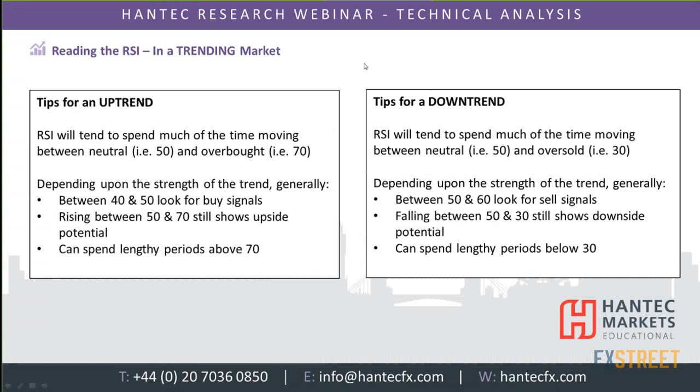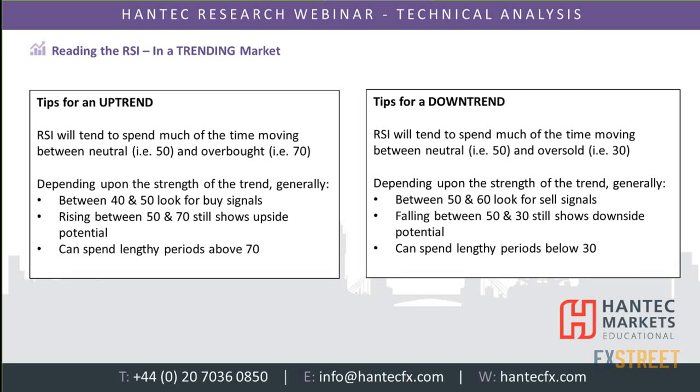Okay, so now moving into different markets. As I said, the 50 line is an important line on the RSI. Above 50 suggests that the gains are greater than the losses, and below 50, the losses are greater than the gains. But with the 30 and the 70 lines, it depends on which market you're trading as to how to use these lines. As I've shown you here, there are different markets you can use the RSI for.